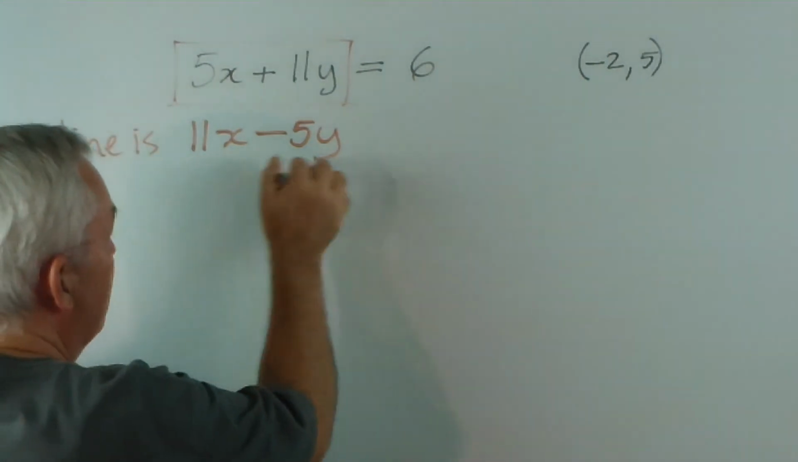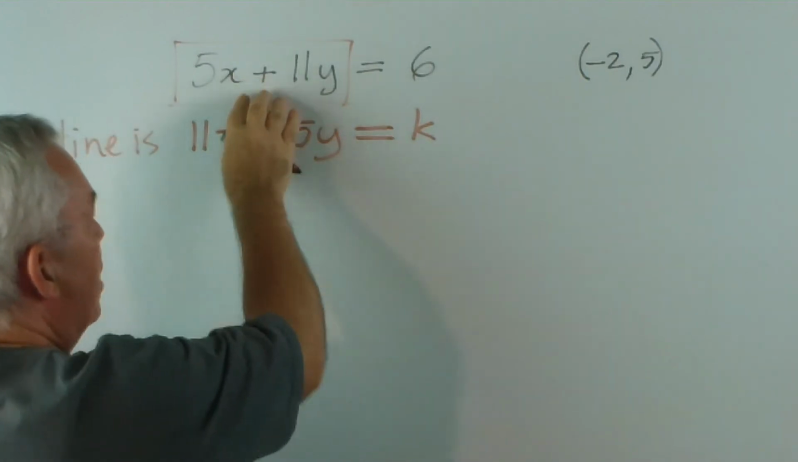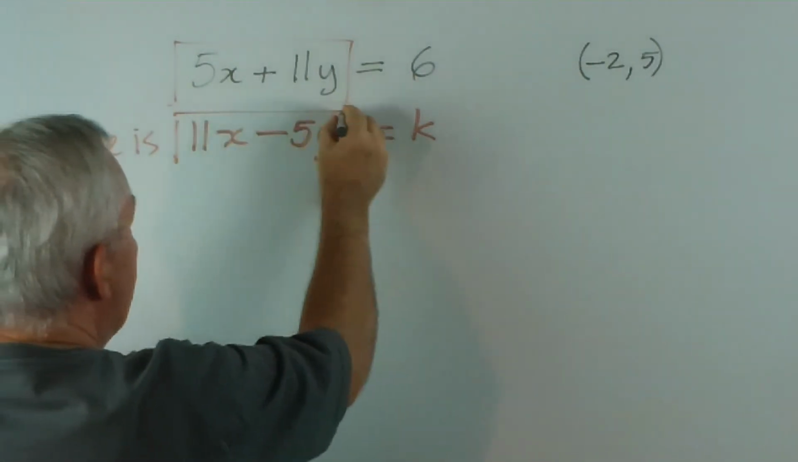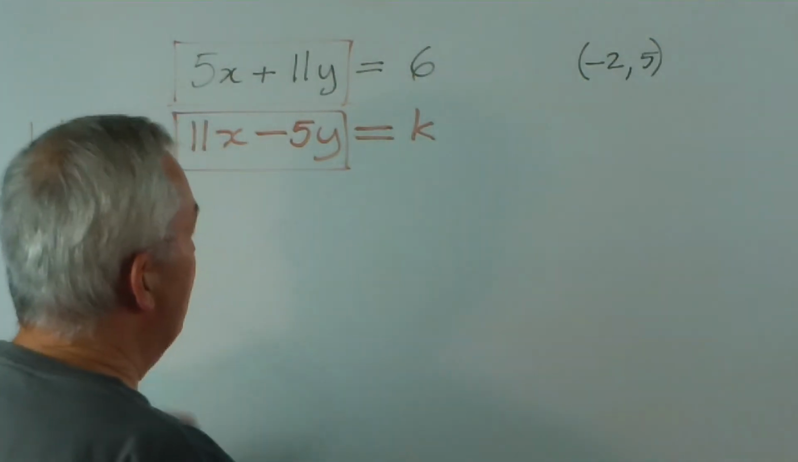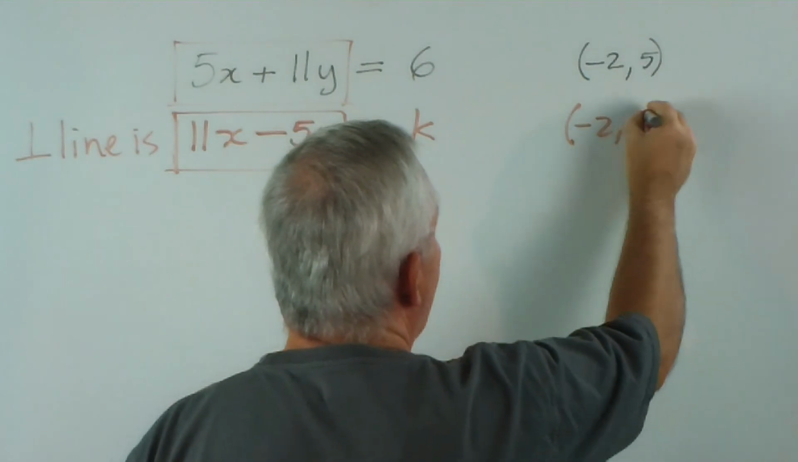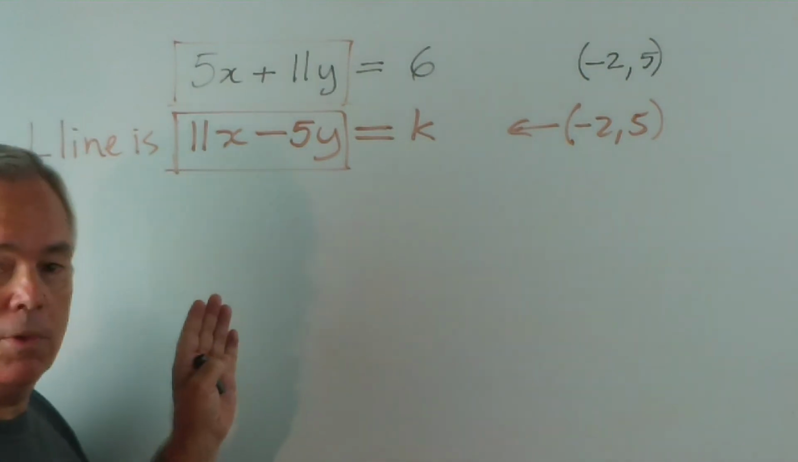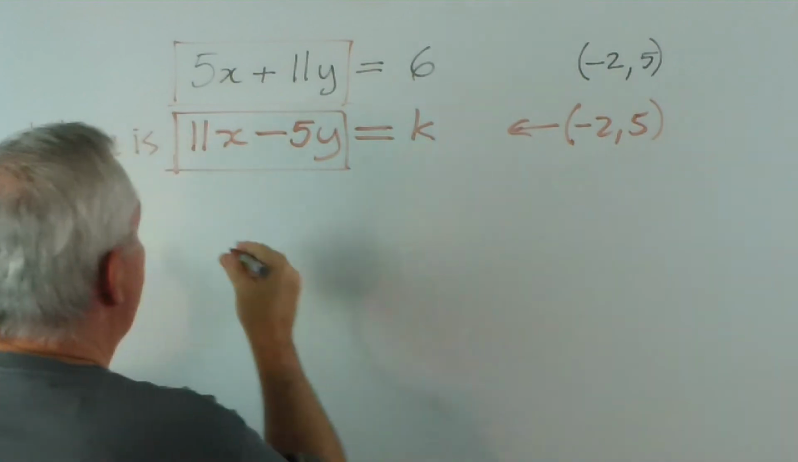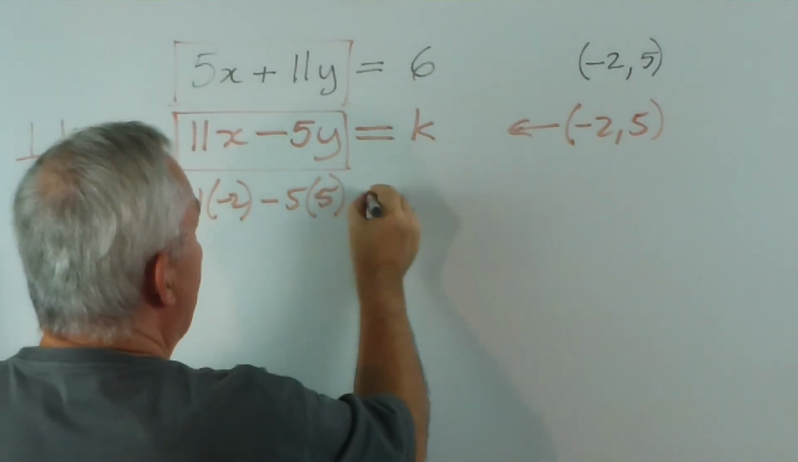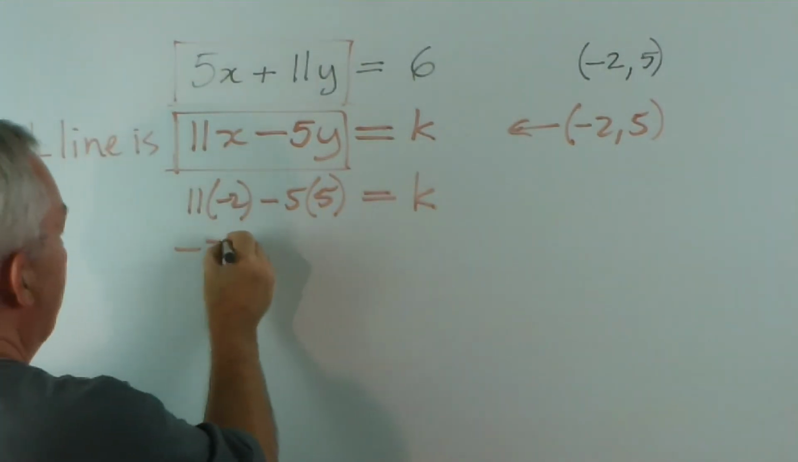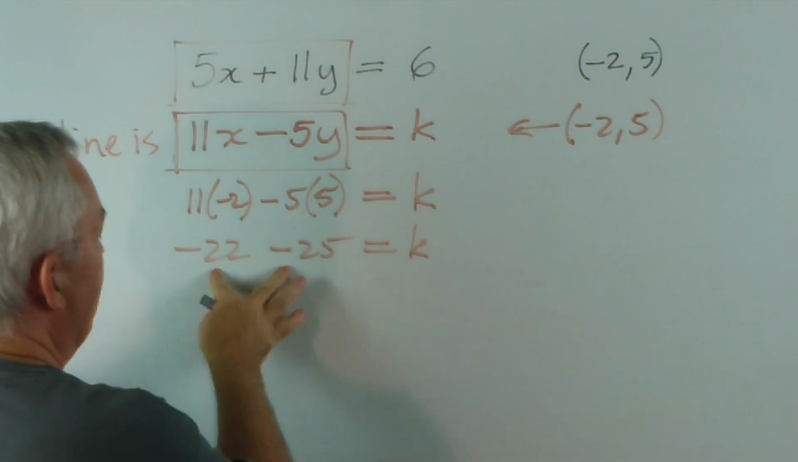And now that line, I'll put a constant here, that line is perpendicular to this one, because here is the information about the gradient, and I've just created a negative reciprocal. How simple is that? I now get the point -2, 5, and I substitute. Another advantage of this, if it's in general form or standard form, is the x is first and the x is first here. So let's put the -2 in, 11 lots of -2, minus 5 lots of 5 is k. That's -22 minus 25 is k. Putting those together, that's -47.